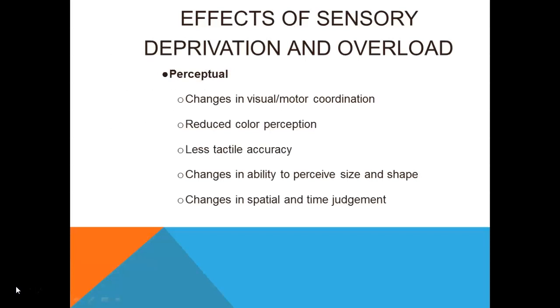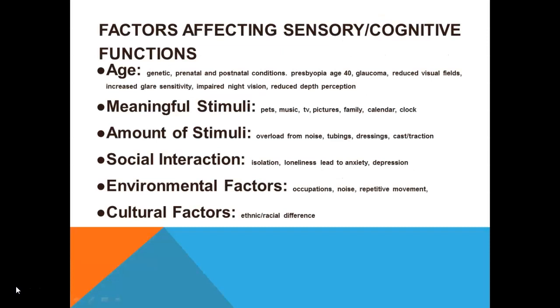Other effects of sensory deprivation and overload, of course, are perceptual. They might have changes in visual or motor coordination. They might have reduced color perception, less tactile accuracy, changes in the ability to perceive size and shape, and changes in spatial and time judgment. Factors affecting sensory and cognitive functions.